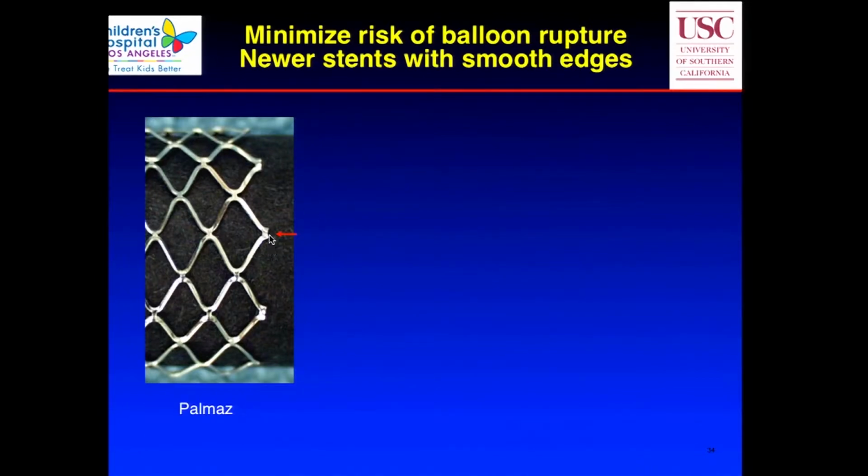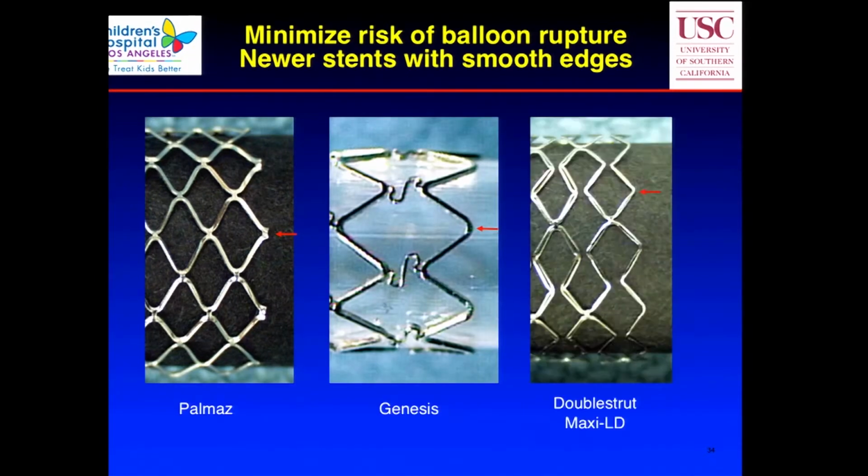So here's the old Genesis, the old Palmas. See how sharp these edges are? The newer ones are much softer and much rounder to avoid or minimize the risk. That can still happen though.